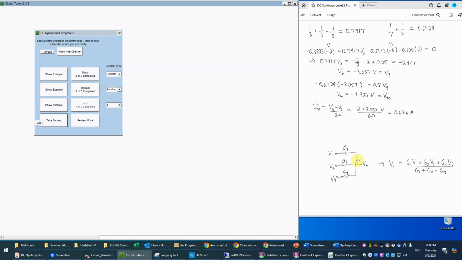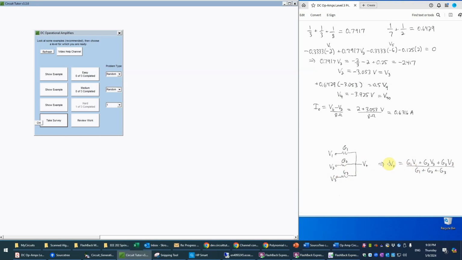Well, if we just apply KCL at this node, very easily using Ohm's law, I equals G1 times V1 minus V plus, plus G2 times V2 minus V plus, plus G3 times V3 minus V plus. Anyway, you can solve all that for V plus, and it gives you this formula.